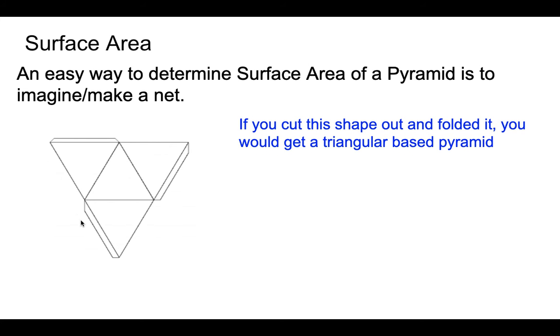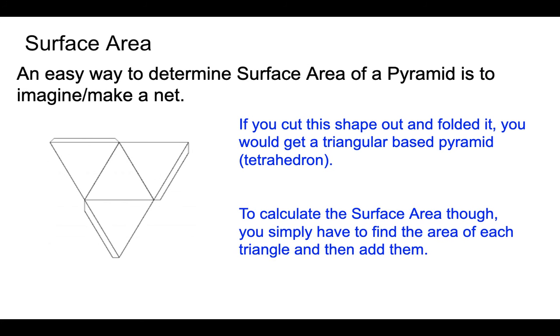So that's what I just said. And that shape is called a tetrahedron. Don't worry about those types of words. I'm not going to test you on that. So to calculate the surface area, you can imagine you just find the area of all of the triangles and add them up, just like we did with the prisms.